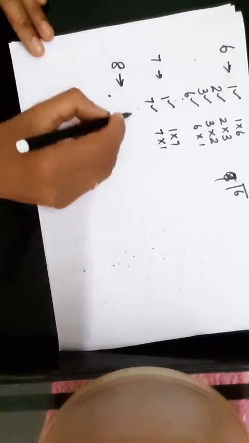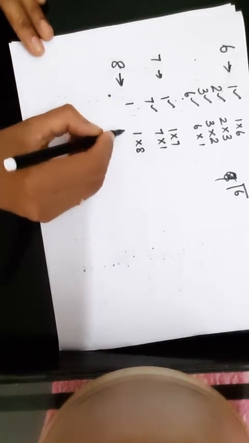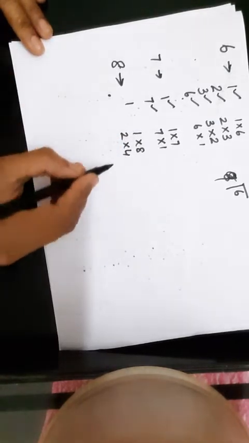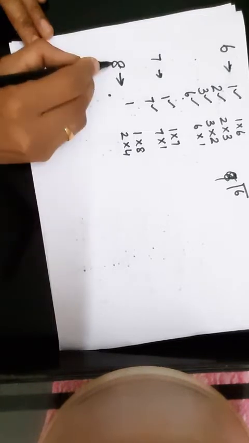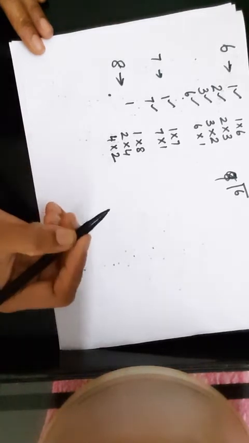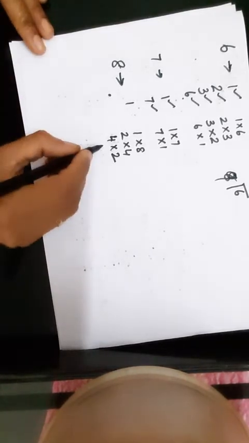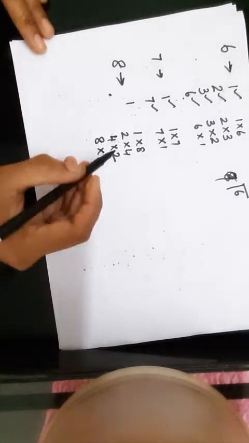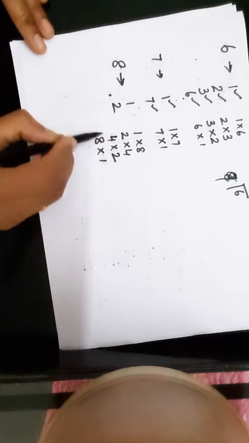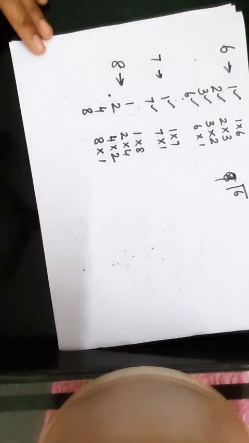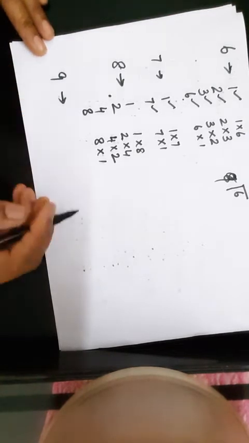Then 8. 1 into 8. Then 2 into 4 is 8. Is there any number that with 3 gives 8? No. 4 into 2. Is there any number 5? No. 6? No. 7? No. 8? Yes. So what are the factors? 1, 2, 4, 8. These are the factors of 8.